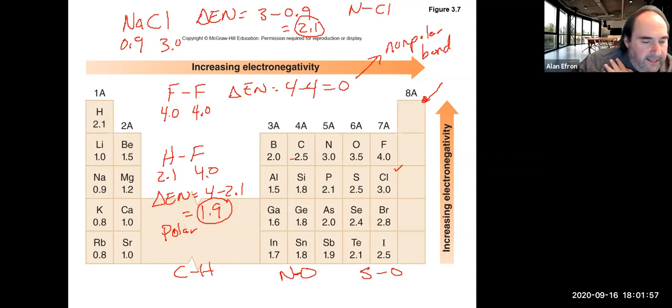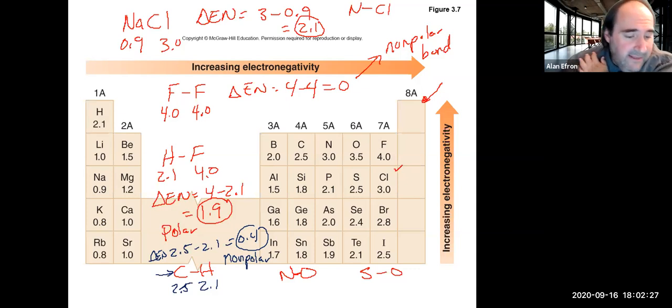Okay, let's take a look and see. So we'll start with the carbon and hydrogen. So carbon is 2.5, hydrogen is 2.1. So if we take 2.5 minus 2.1 for the difference, that is 0.4. 0.4 is pretty much the cutoff for nonpolar, and this bond is considered nonpolar. This is also why that cutoff is there, because carbon and hydrogen is pretty much the only bond or the major bond that you find in organic compounds. And organic compounds are nonpolar, so that's really almost why the cutoff is there.